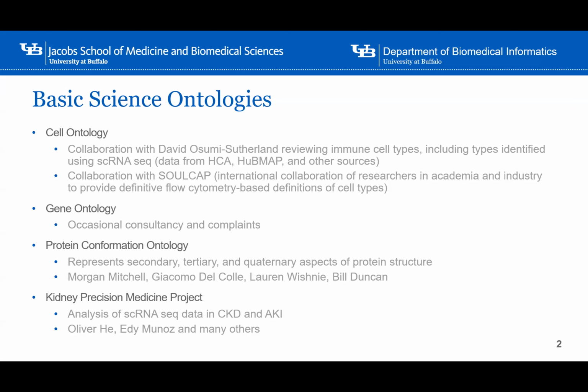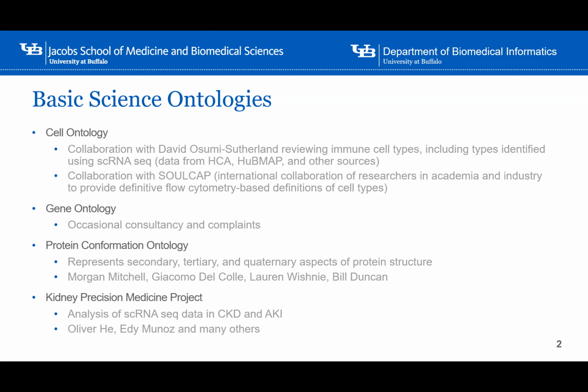I'm also in a very big collaboration. Well, the collaboration is very big. It's among quite a number of people who work in a group called SOLCAP, which is organized by Ryan Brinkman. And these are international collaborations of researchers in flow cytometry who work in academia and industry. And they're providing definitive flow cytometry-based definitions of immune cell types. And my eventual job with them, which I'm still kind of waiting on their definitions to be finished, will be to compare those definitions to what we already have in the cell ontology and perhaps improve the cell ontology definitions or add new cell types if necessary. And David Sutherland has also helped me already by starting an agentic workflow to help me do that comparison.